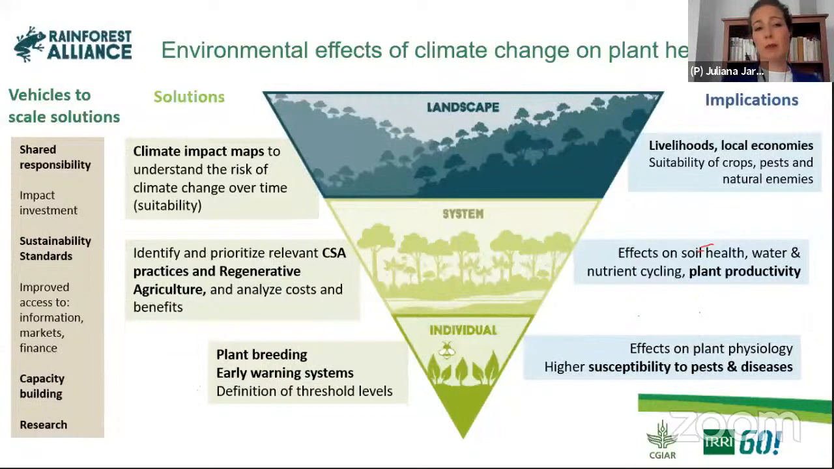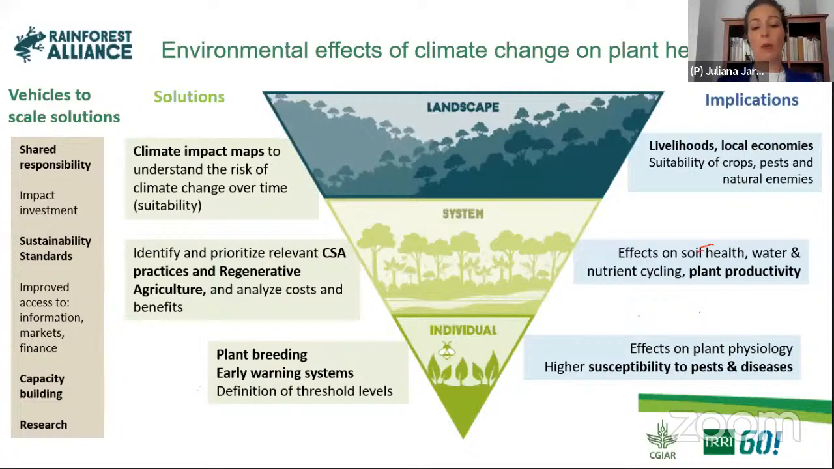And if we look at the vehicles to scale the solutions, we find that apart from research, capacity building is very important, so that the knowledge is really being transferred to the people in the field, but also improved access to information, to markets, to finance, etc. Sustainability standards like the Rainforest Alliance can also play a part, but also taking into account the concept of shared responsibility, because the burden shouldn't fall all on farmers' shoulders and needs to be distributed along the supply chain.